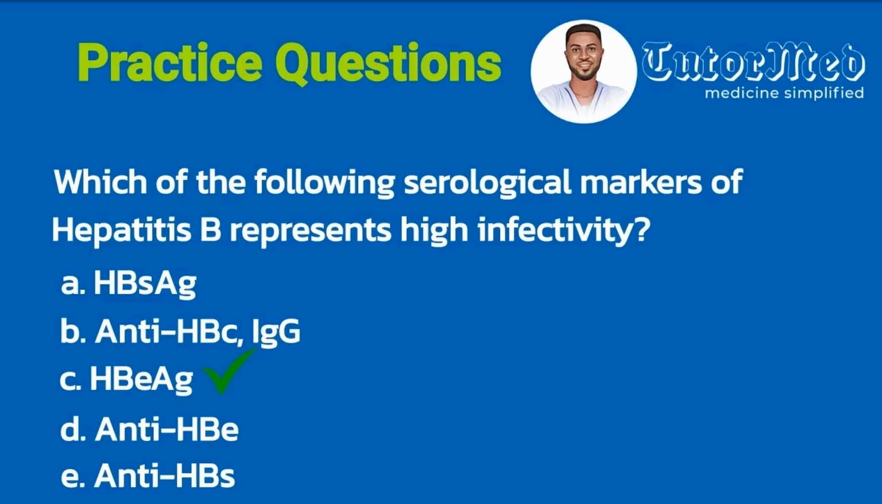It cannot be A because A is a marker of infection. It cannot be B because B is a marker of a chronic infection if the surface antigen is positive, or an immunity from a past infection if the surface antibody is positive. It cannot be D because the E antibody is a marker of a low infectivity, means that the virus is dormant, is mute. It cannot be E because the surface antibody is a marker of immunity.